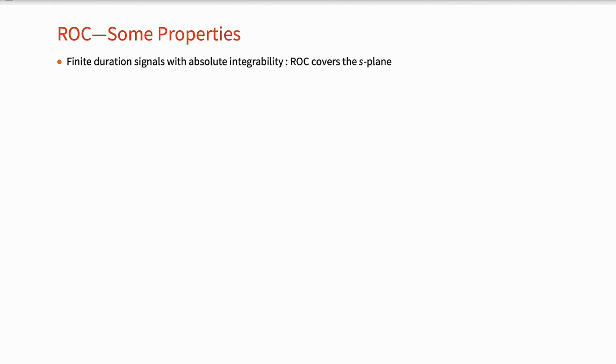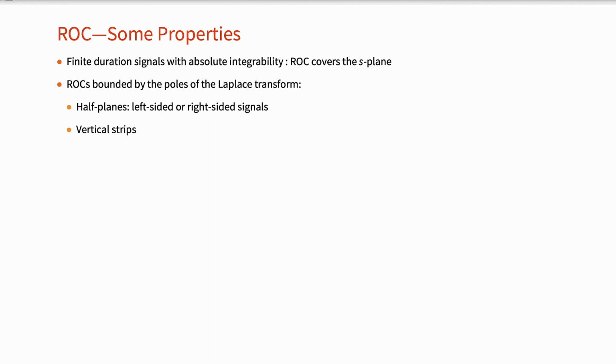Finite duration signals that are absolutely integrable have an ROC that covers the entire S-plane. ROCs are always either vertical half-planes or strips bounded by the roots of the denominator of the Laplace transform. Half-planes for the left-sided or right-sided signals and vertical strips for two-sided signals.